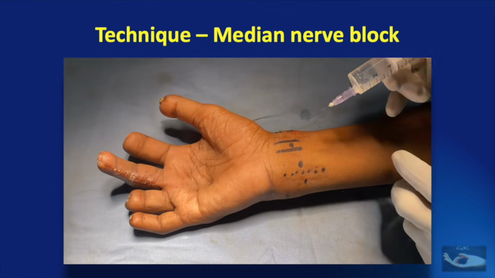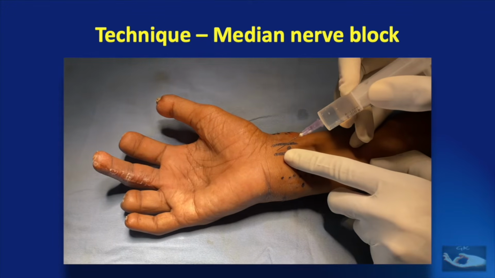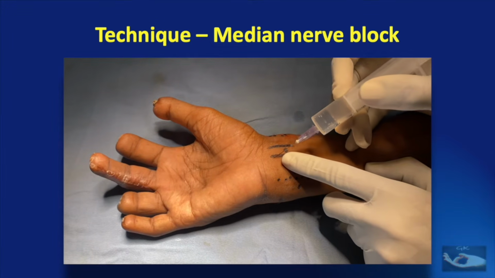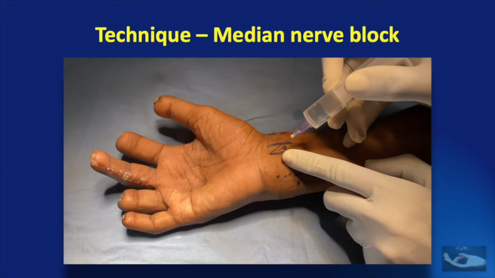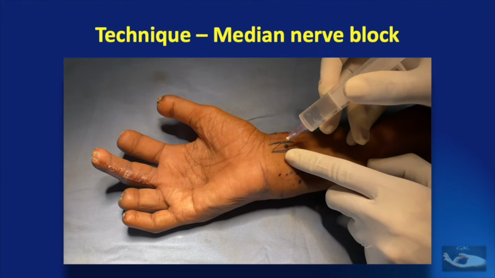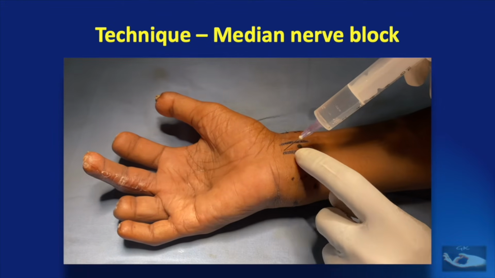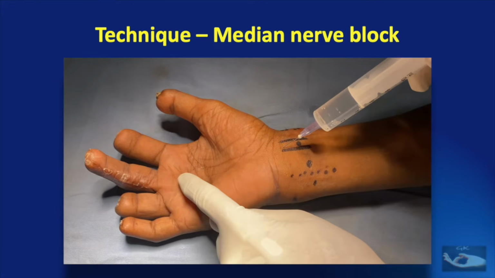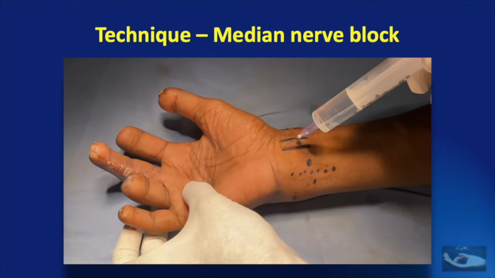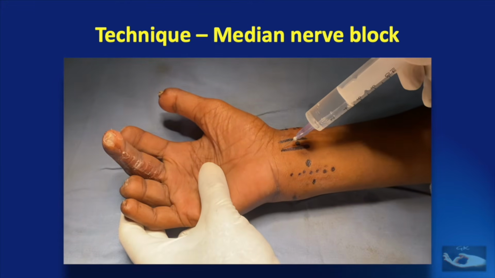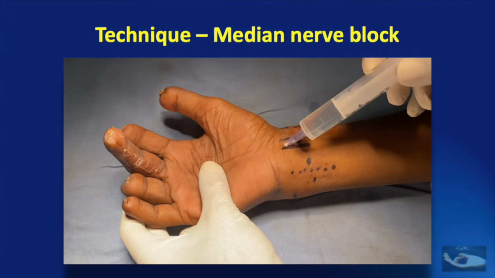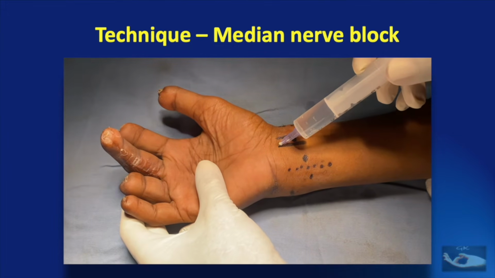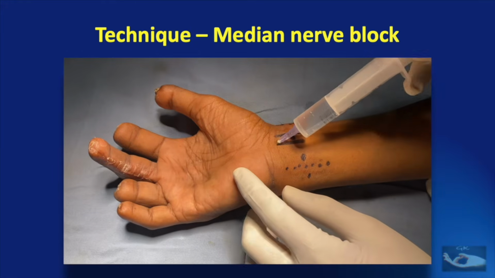There is another technique in which the median nerve block can be achieved. Just at the level of the wrist crease, the needle is inserted at 45 degrees and the tip of the needle should point towards the metacarpophalangeal joint of the middle finger. In this way, the needle is actually entering into the carpal tunnel under the flexor retinaculum.